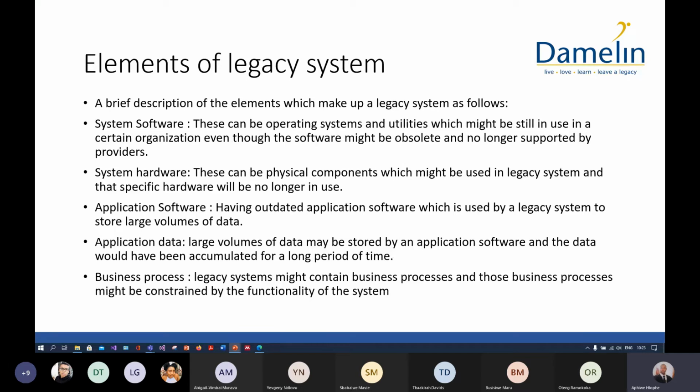And if you decide to update from Windows XP to Windows 10, you can imagine how it affects the system hardware, okay? These can be physical components which might be used in a legacy system, and that specific hardware will no longer be in use. So if the system was running on 512 RAM, you can imagine it's a nightmare trying to run Windows 10 after you've updated on 512 RAM. So you need to also update the hardware accordingly. Same thing applies with application software, application data and business processes.